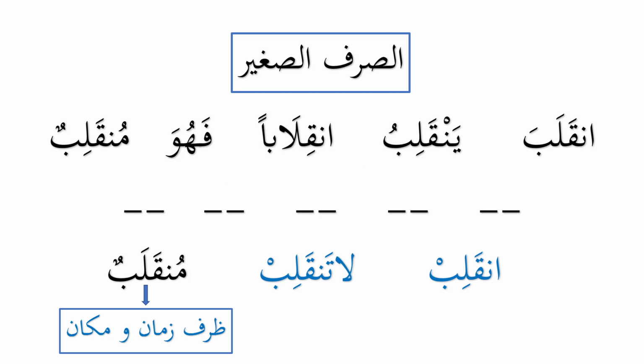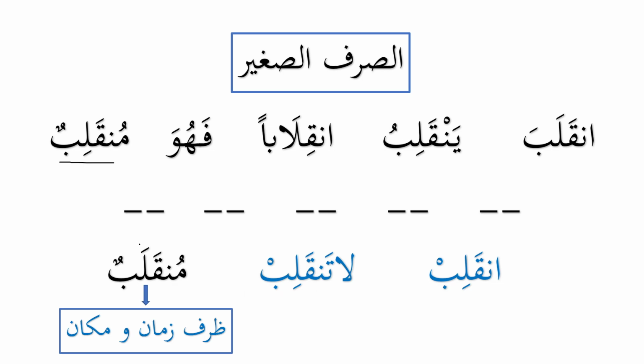As-sarf, as we saw in the beginning of the lesson, as-sarf as-saghir. So we have inqalaba yanqalibu inqilaban fahuwa munqalibun. Here we don't have anything in passive, as we discussed previously. It does not have a passive form. So fi'l al-amr will be inqalib, fi'l al-nahi will be la tanqalib.